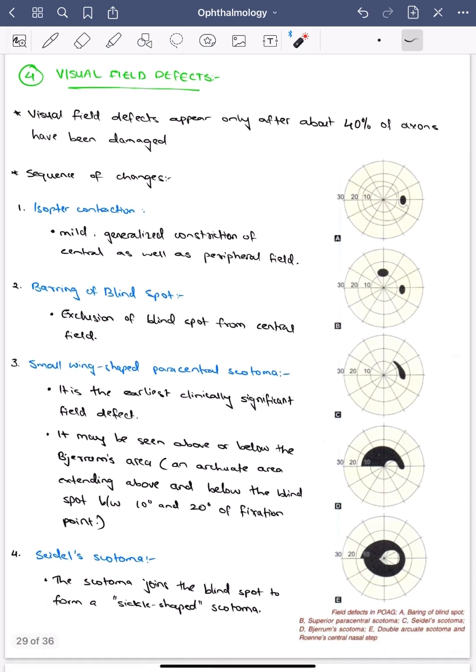So first we have isopter contraction, that is constriction of the central as well as peripheral fields. Then we have the baring of blind spots, exclusion of the blind spot from the central field. Then we have a paracentral scotoma, a small wing shaped paracentral scotoma which joins with the blind spot to form the Seidel's or the sickle shaped scotoma. Now this extends to form the arcuate or the Bjerrum scotoma.